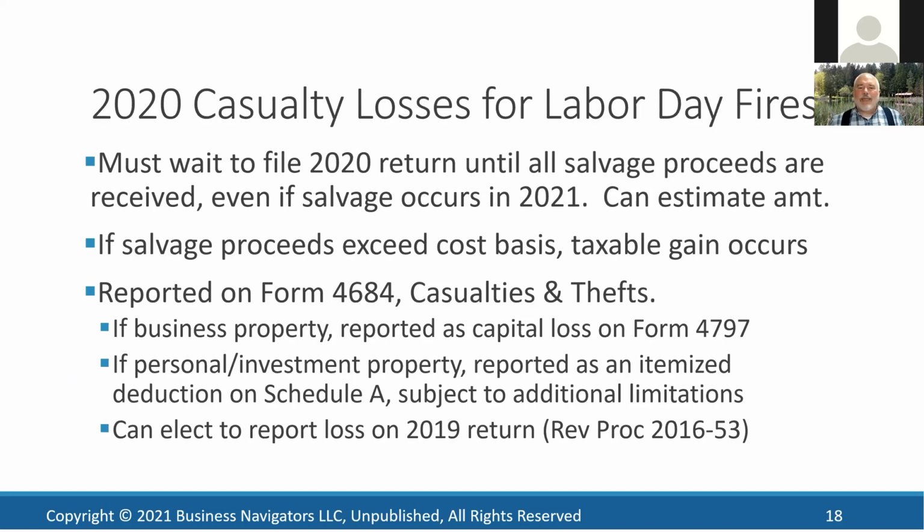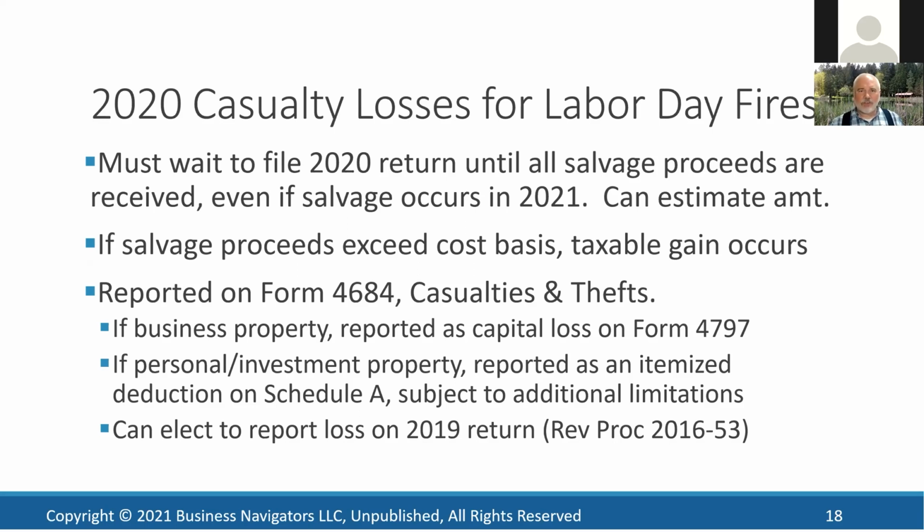So we have to wait to file the 2020 return, because this is a 2020 loss. We have to get all of our salvage proceeds in before we can file. So even if those salvage proceeds come in 2021, they get basically taken back against the loss. And so we can extend your return clear up until October 15.